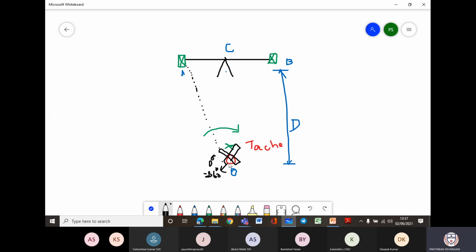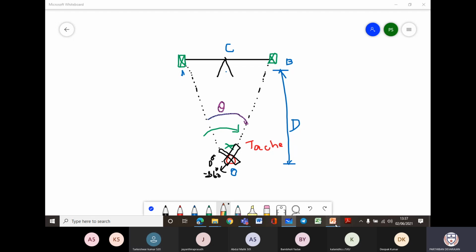Okay, so you just rotate like this. The telescope is rotated. Because of that, an angle is created. That angle is called theta, and that you have to measure.